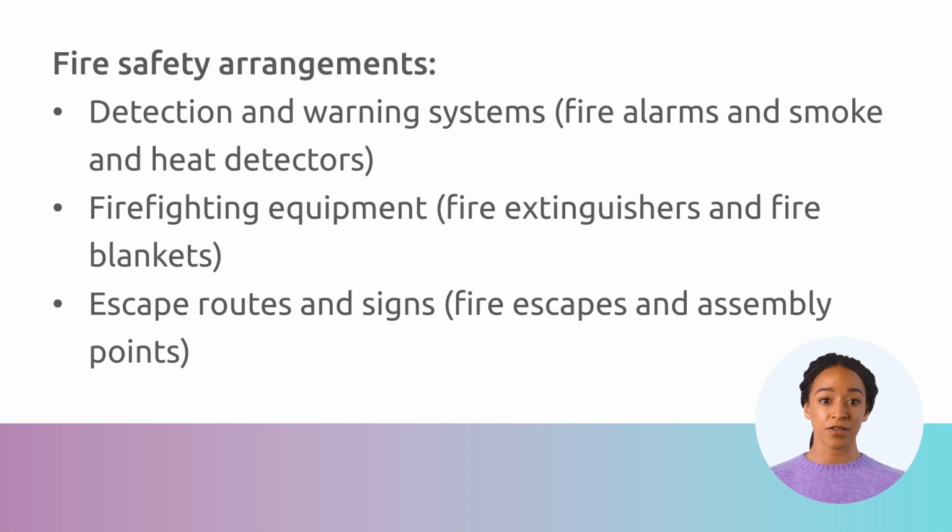Arrangements for fire safety include detection and warning systems, firefighting equipment, and escape routes and signs. Detection and warning systems. Your employer needs to have fire detection and alarm systems installed that are relevant to your workplace. Warning systems will include manual alarm call points. There should be at least one on every floor, more if the area is large, and should be positioned on main escape routes. There should also be automatic fire detection systems in place.